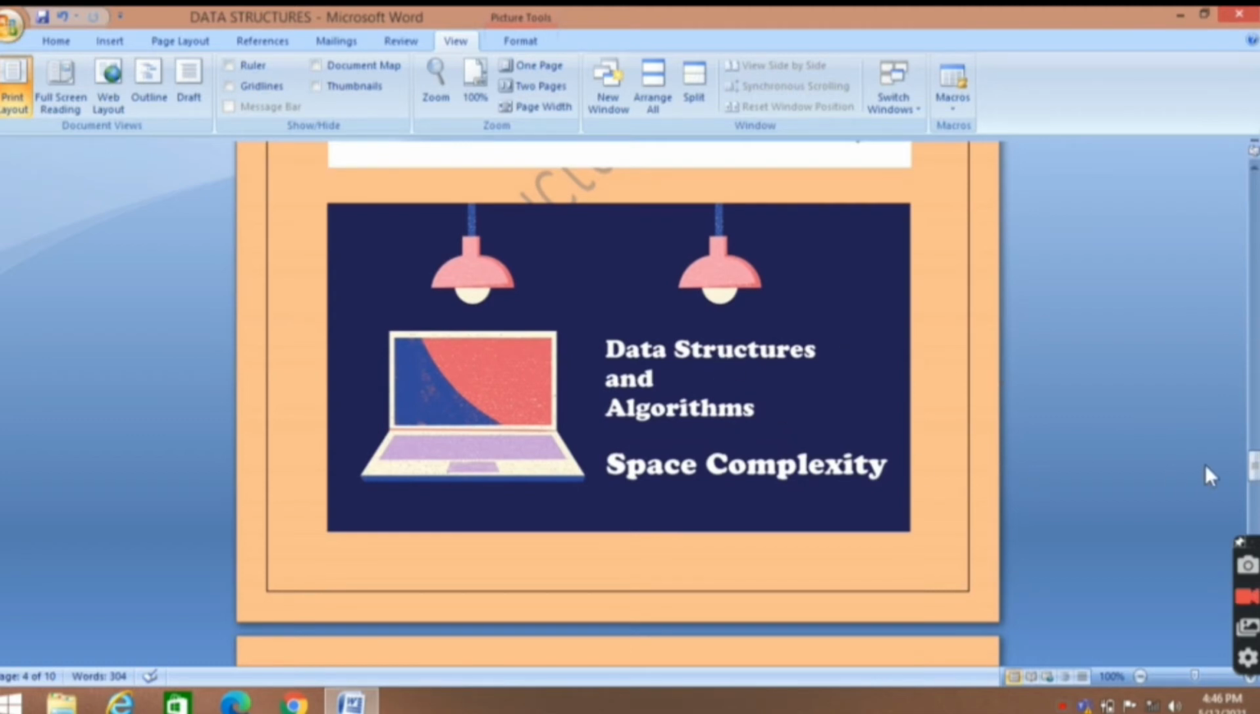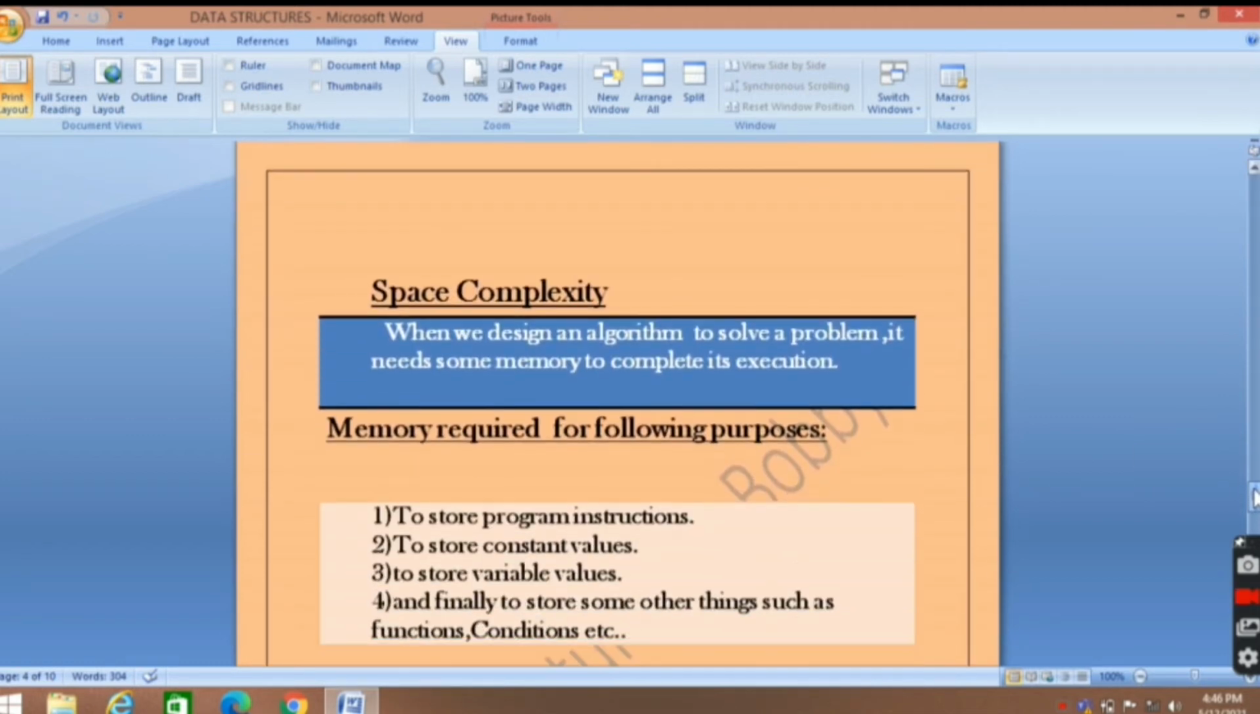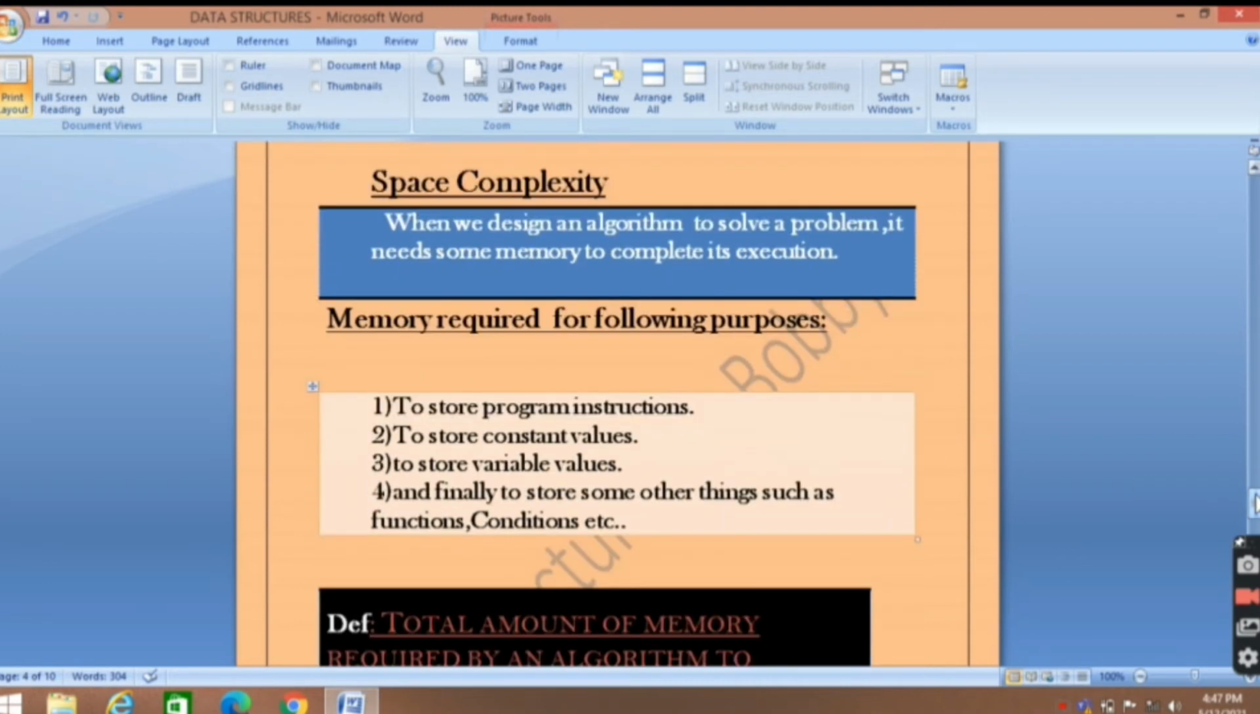Next topic is space complexity in data structures. See here, space complexity. When we design an algorithm to solve a problem, it needs some memory to complete its execution. As I said before, whatever the algorithm contains, that occupies some space in the computer memory. See, these things require memory in the computer. First thing is to store program instructions. Whatever statements we write in the main function or in any block, that requires some space. And also to store constant values, to store variable values.